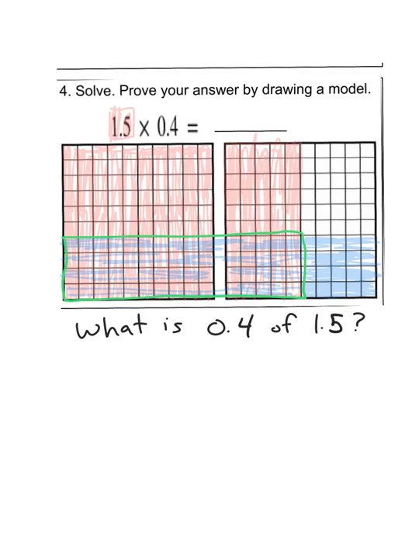So that would be 4, 1, 2, 3, 4 times 1, 2, 3, 4, 5, 6, 7, 8, 9, 10, 11, 12, 13, 14, 15. 4 times 15, so 2 times 15 is 30. 4 times 15 is 60. So that means altogether I have 60 hundredths shaded here.